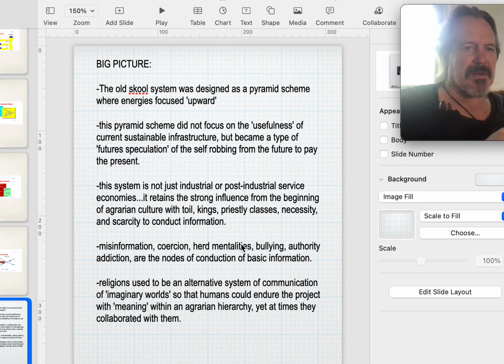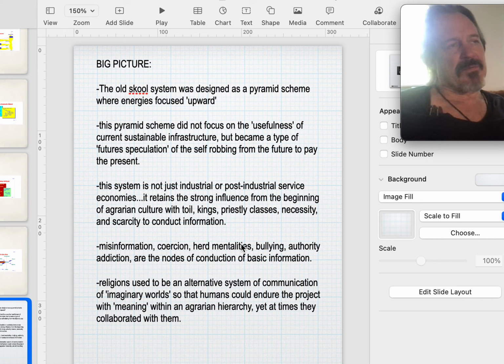The roots. The old school system was designed as a pyramid scheme where energies focused upward toward the king, toward the pharaoh, toward the emperor, toward even the president, the oligarchy. This grand pyramid scheme did not focus on the usefulness of current sustainable infrastructure, but became a type of future speculation of the self, robbing from the future to pay the present. Houses, education, all of that.